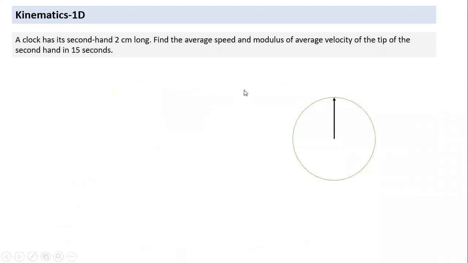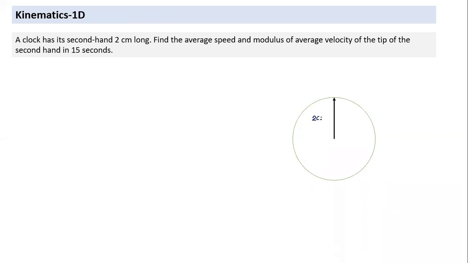Let's look at a few questions one by one and see how we understand those questions well and solve them with good comprehension. So the first question: a clock has its second hand 2 centimeter long. Suppose the figure was not given. Even if the figure is not given, we should be able to visualize it, and wherever required, we should draw a figure, either on paper or at least in our mind. So the second hand is 2 centimeter long. Assume this is the second hand of a clock; its length is 2 centimeter.